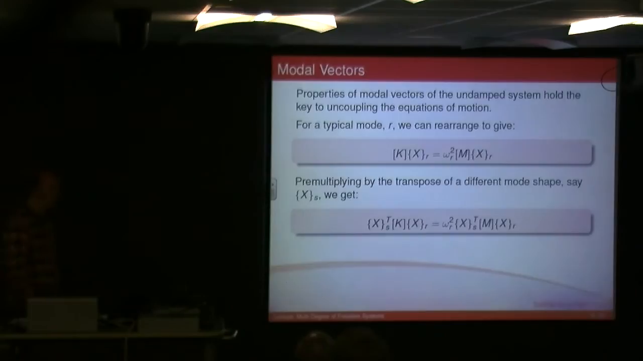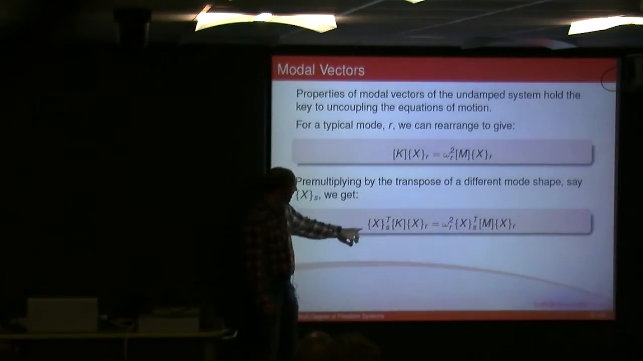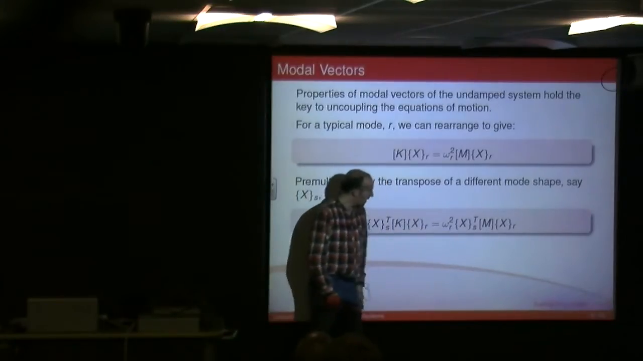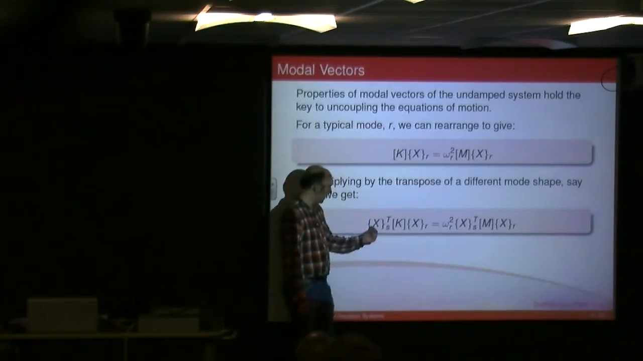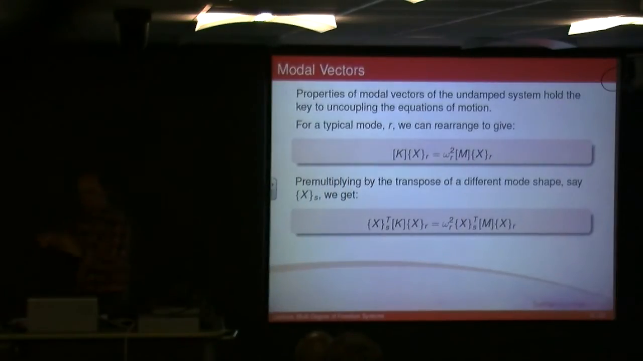Now, if we pre-multiply, okay, by the transpose of a different mode, we get this. Okay, so here I've got mode s. Okay, and I've transposed it, which is what the T indicates, and I've pre-multiplied those things by that. I can't put this in because you can't multiply a matrix times a vector times a vector. You've got to have a transpose of the vector times the matrix times the vector. Okay, due to the way that matrices and vectors play with each other, you can't put them in any other way. So I've pre-multiplied the matrix by vector s, a different mode, transposed. So that's what I've done.